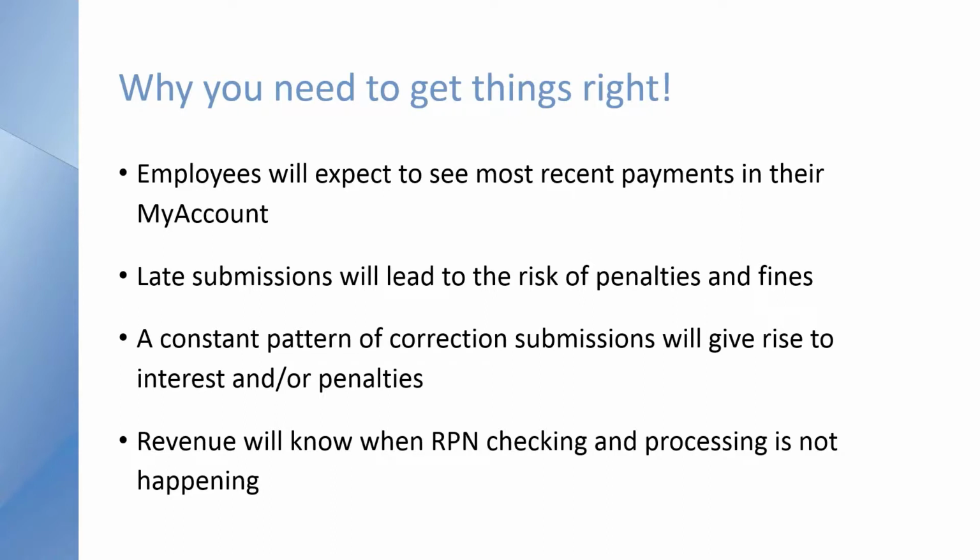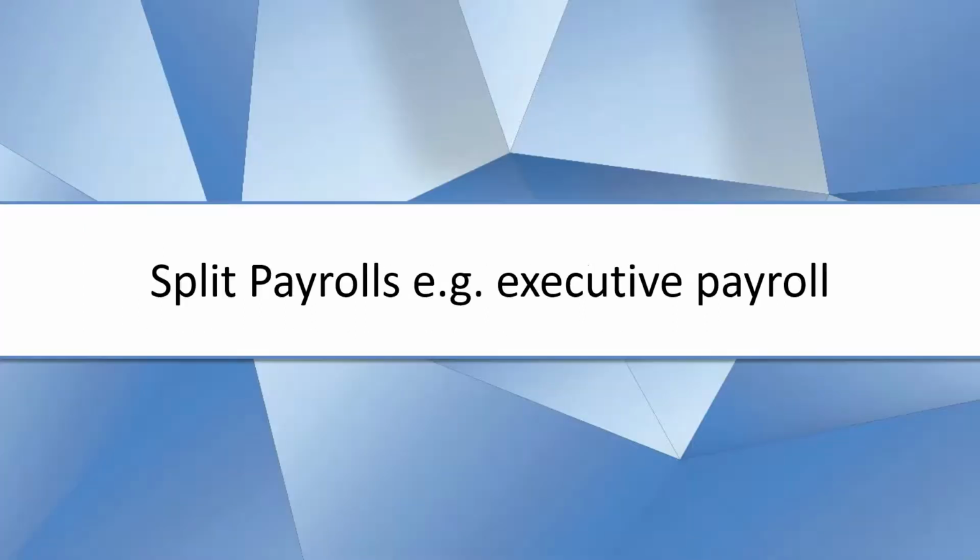Next, a constant pattern of correction submissions will potentially give rise to interest and/or penalties, plus it could lead to Revenue intervention. And lastly, I suppose, because the reference number of the latest RPN, which I was showing you on the demonstration earlier, is included in the PSR, Revenue will automatically know when RPN checking and processing is not happening.